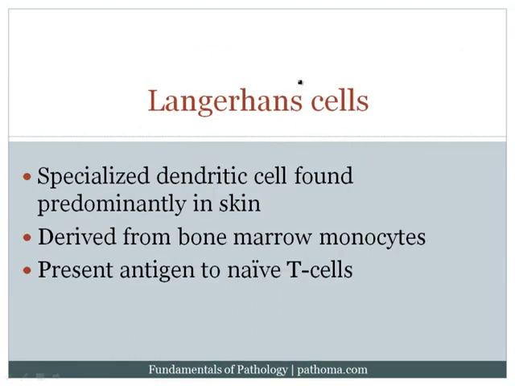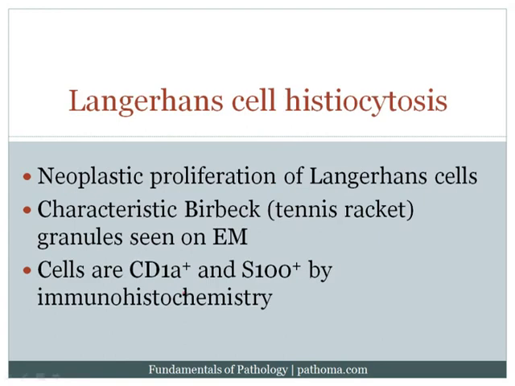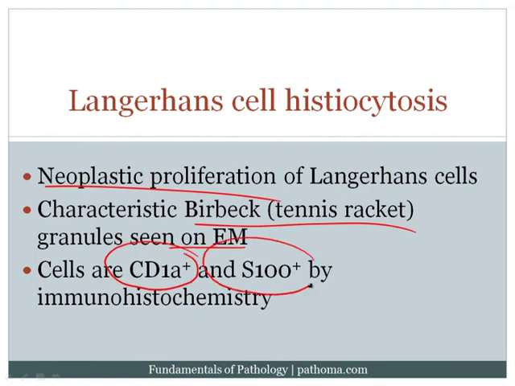Langerhans cells are specialized dendritic cells found in the skin. They're derived from bone marrow monocytes, and they present antigen to naive T cells. A tumor of Langerhans cells is called Langerhans cell histiocytosis. This is a neoplastic proliferation. Characteristic of these cells is that the cells often have Birbeck or tennis racket granules, which can be seen on EM, and also the cells are classically CD1a positive and S100 positive by immunohistochemistry.